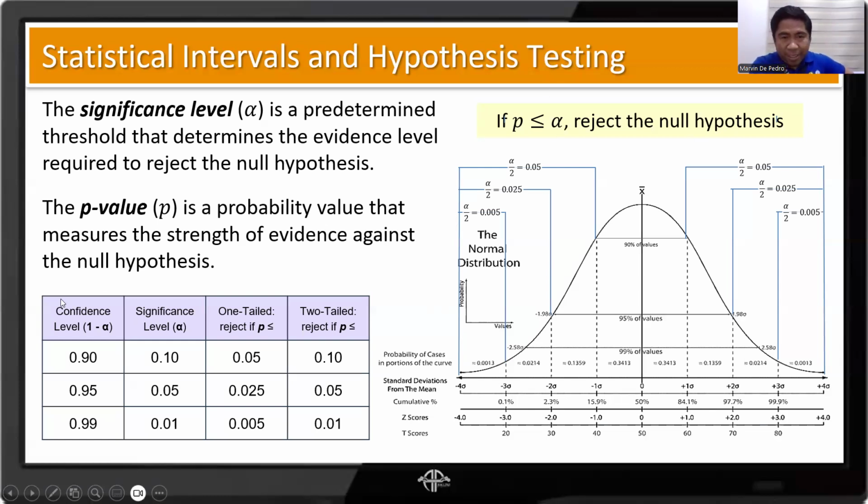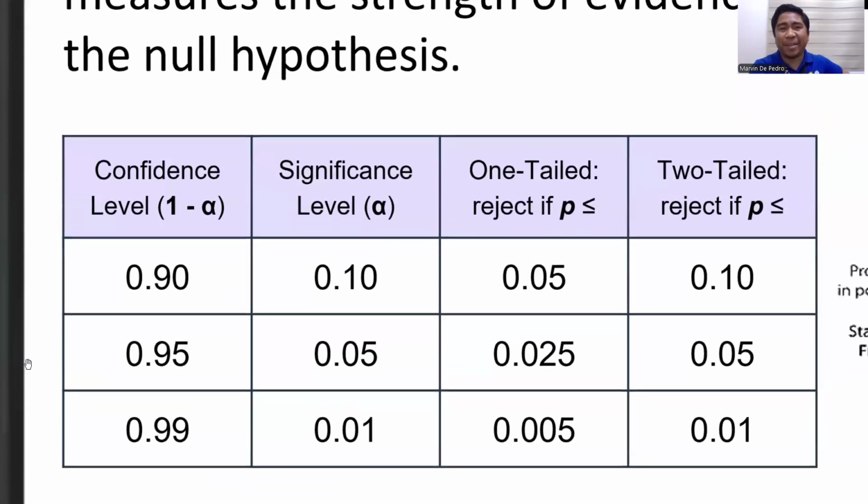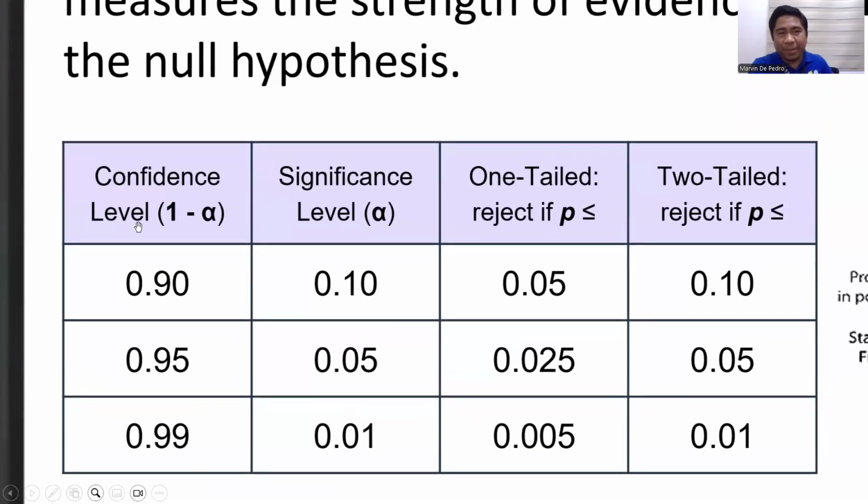Right, so here's a summary. You can forget what I said; you can just memorize this part if you want. Confidence level is just one minus the significance level. So if your confidence level is 90%, then that's 0.9. If we do the math, 1 minus 0.9, our significance level is 0.1 or 10%.